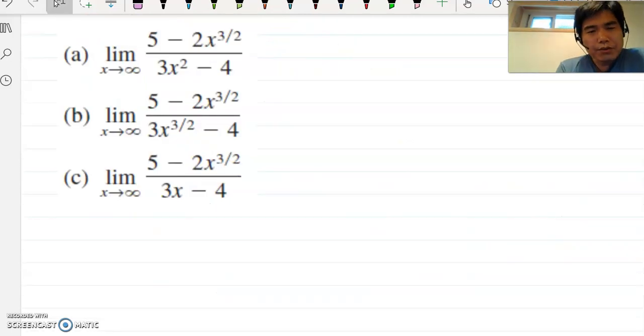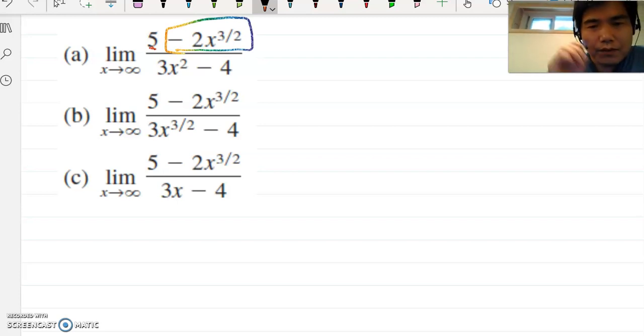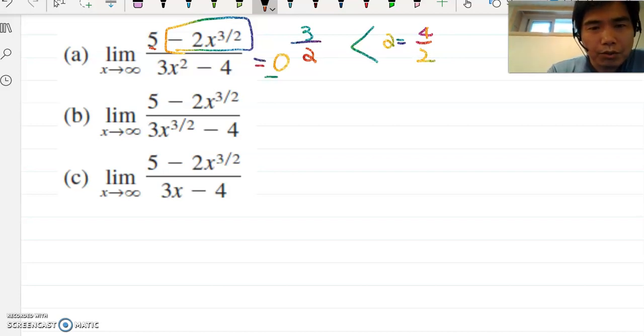Okay, so then let's look at one more question. Like this, there are 3 different scenarios here. So for case A, even though this is the first term, this is our leading term. Makes sense, right? Then first of all, compare their leading degrees between the numerator and denominator. Okay, numerator 3 over 2 and denominator 2, which means 4 over 2, right? So since the denominator is greater, this limit becomes 0 no matter what.